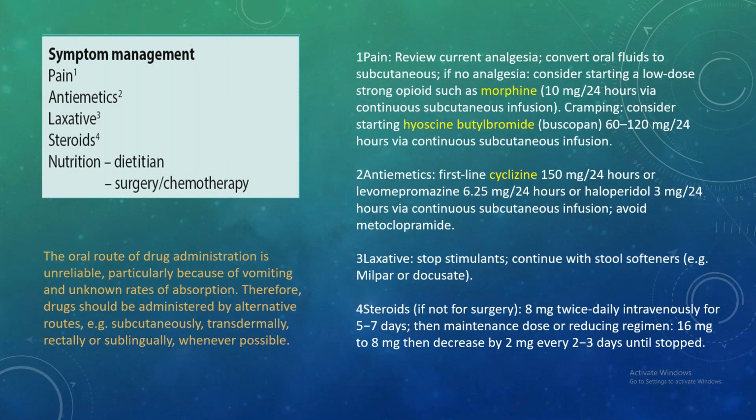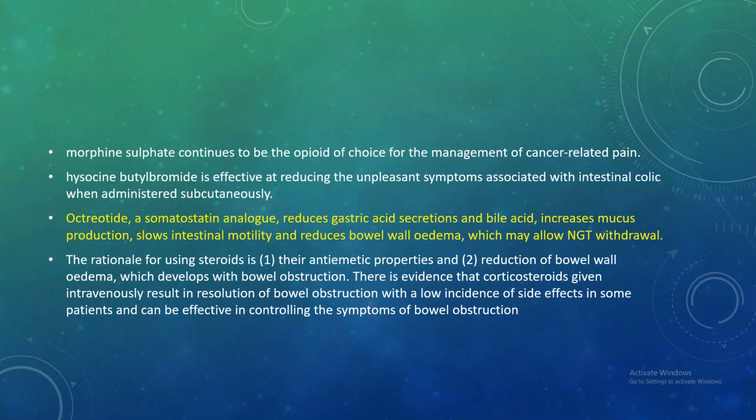Steroids: if the patient is not for surgical management, you should start her on steroids. The dose is 8 milligrams twice daily IV for at least 5 to 7 days, and then a maintenance dose, or a tapering regimen until it is stopped. Morphine sulfate, as I told you, is the opioid of choice for cancer-related pain. Hyoscine butylbromide is effective at reducing the unpleasant symptoms associated with intestinal colic, so it is usually an antispasmodic.